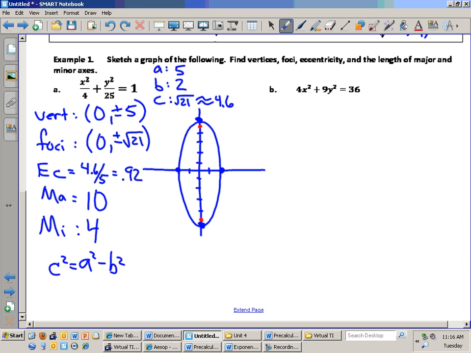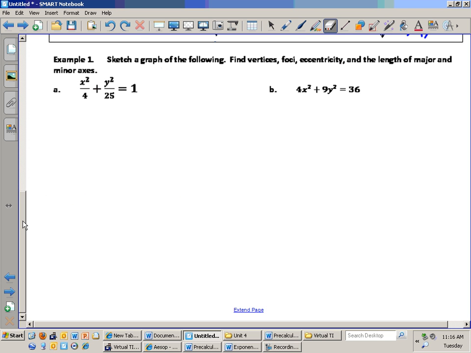Okay, let's do the next one. B. We've got 4x squared plus 9y squared equals 36. Why is this more difficult? Yeah, we got to make it in the form. How do I make it in that form? Divide everything by 36. It's got to be equal to 1. Very important. So we've got x squared over 9 plus y squared over 4 equals 1.